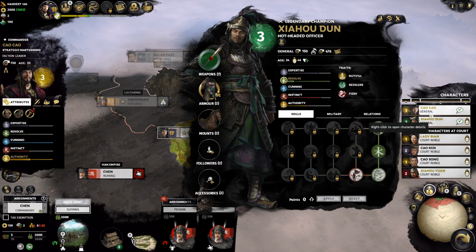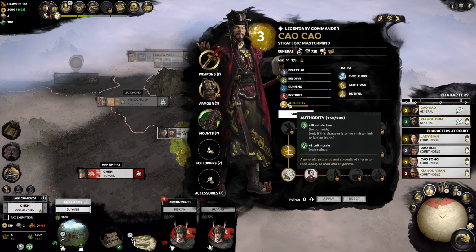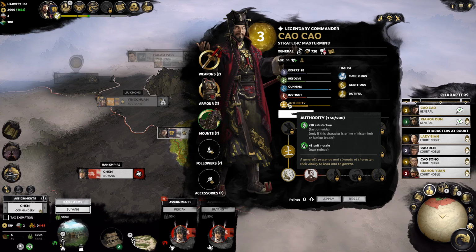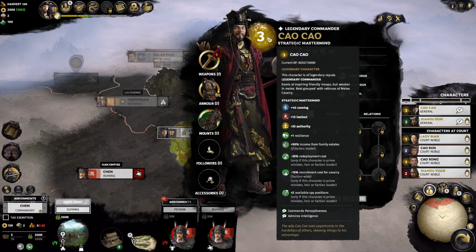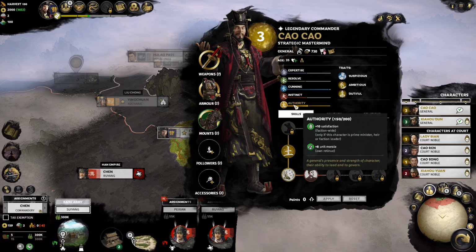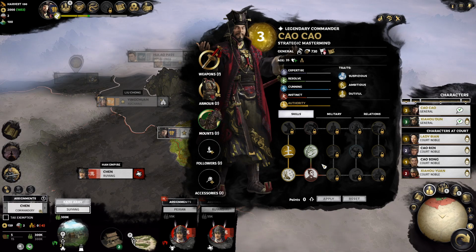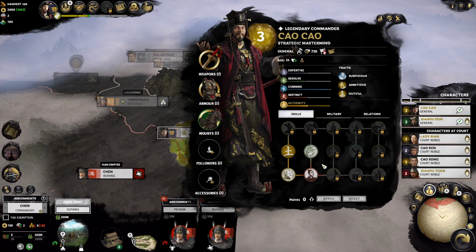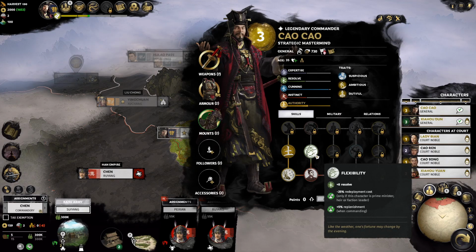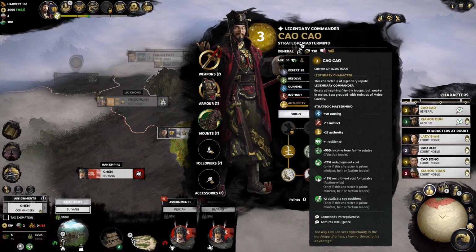And because we know authority is so important, naturally the characters that are good as heir are commanders, because commanders are yellow and their primary stat is authority, so they will naturally have high authority. And not only that, commanders have wonderful skill trees for the leader, heir, and faction prime minister positions. Those skills in particular are flexibility, which gives you another 25% redeployment cost, which we kind of talked about last time when we covered it under strategic mastermind.